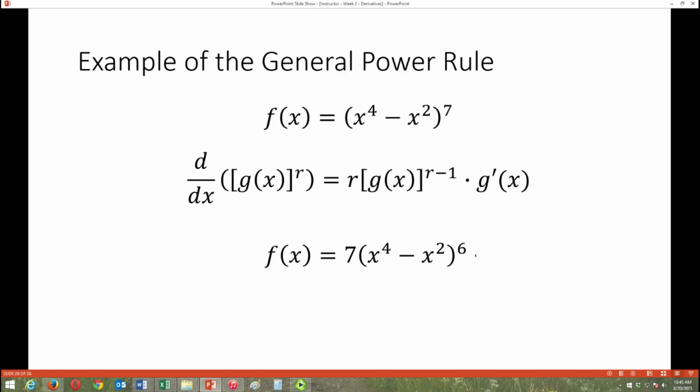This is just the derivative of the outside right now. The derivative of g of x, the stuff inside, the derivative of x to the fourth minus x squared, is 4x cubed minus 2x. This is actually an introduction to chain rule, which we'll get more into later.